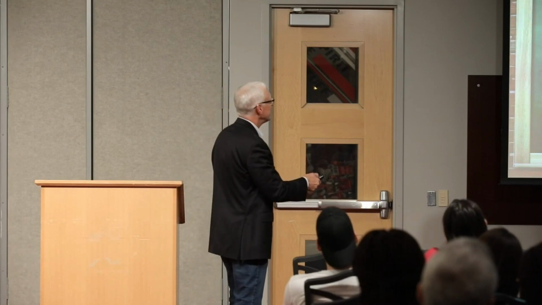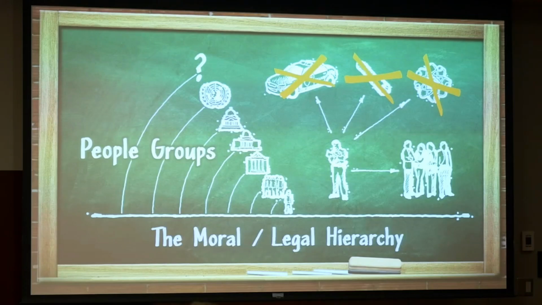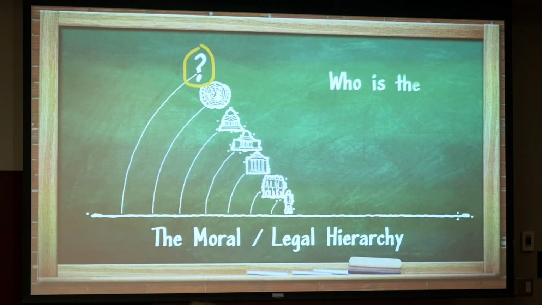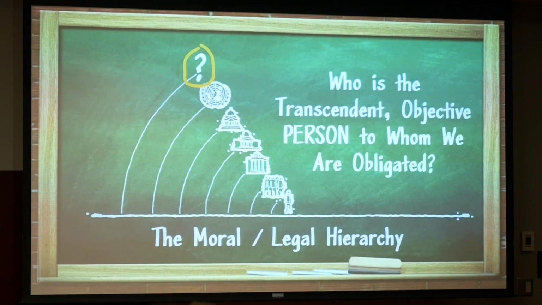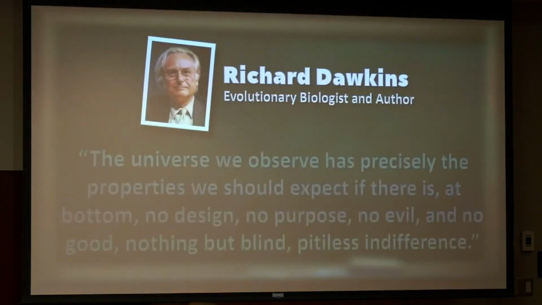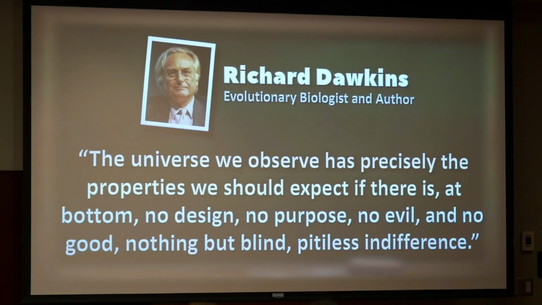Well, if there is a law above the law, and that's where moral obligations reside, then my question is going to be, who is the transcendent, objective, moral person to whom we are feeling obligated? If it's just physics, why do we have moral obligations? You might have moral truths, but obligations require persons. And Dawkins, I think, kind of describes the way it would be in the universe if there was no moral person and it was just physics. He would say the universe we observe has precisely the properties we should expect if there is at bottom no design, no purpose, no evil, no good, nothing but blind, pitiless indifference. And that's what the physics are. They are indifferent. They don't care. Physics doesn't care what you do.